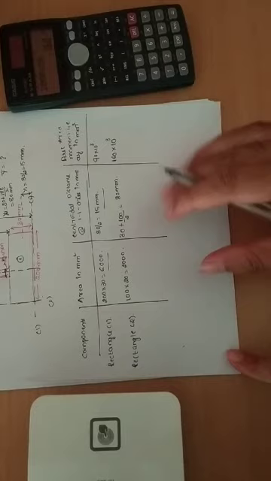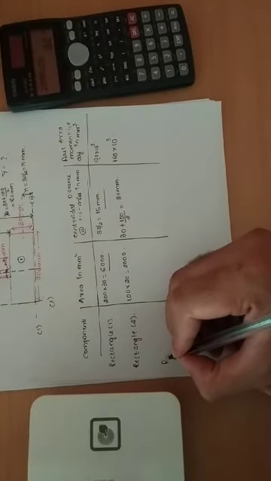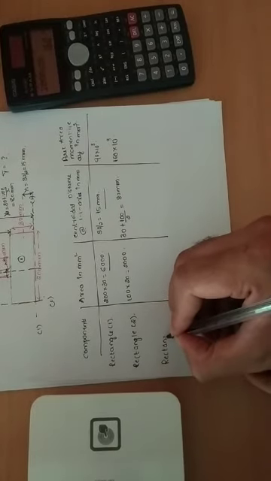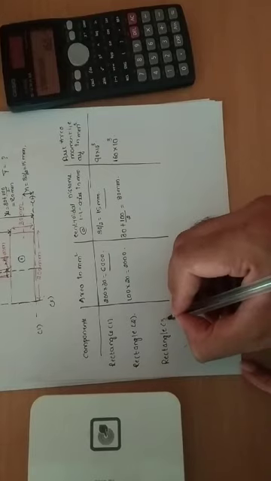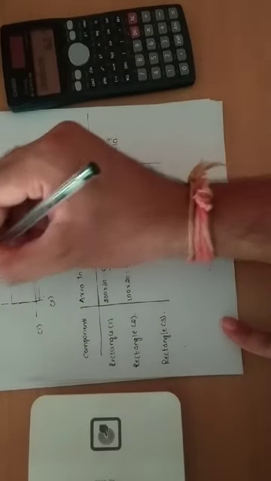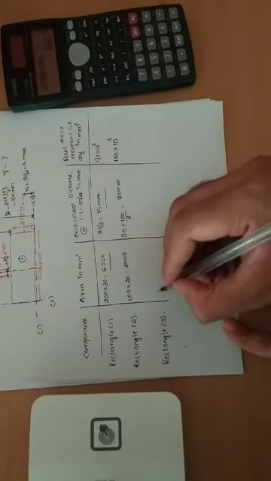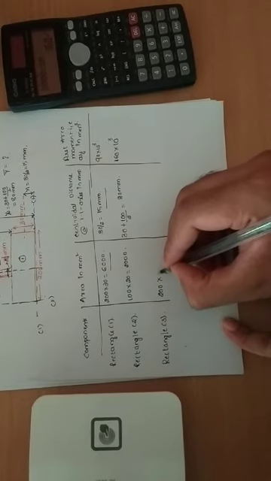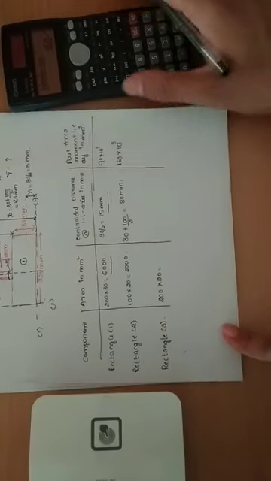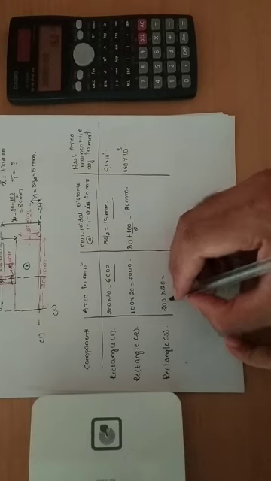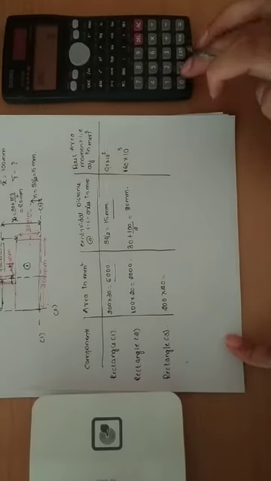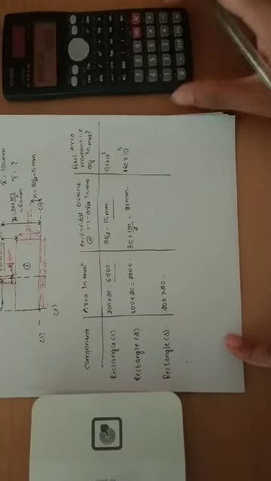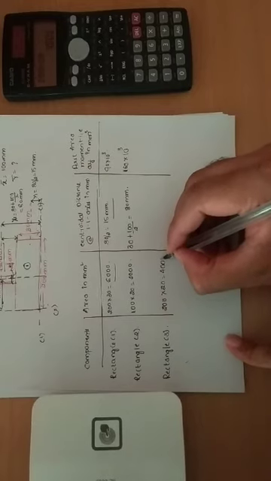Go for the next one, rectangle 3, the third component: first, second and third. What is its area? 200 multiplied by 20. So that will be 4000.